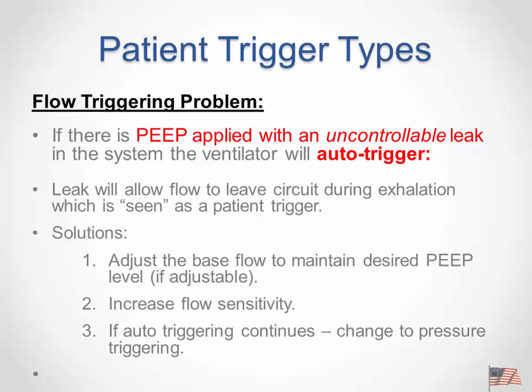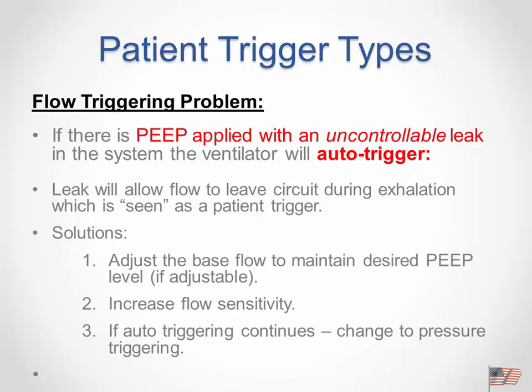If there's PEEP applied and you've got a leak, it's going to trick the ventilator. The ventilator is going to think that the patient is wanting some air or wanting a breath because it's not seeing all that volume or flow come back to it. So what we need to do is either adjust the base flow to maintain the PEEP, which in many cases you can't control, increase the sensitivity, or look at going to a pressure triggering mode.